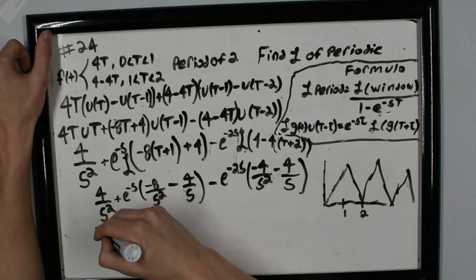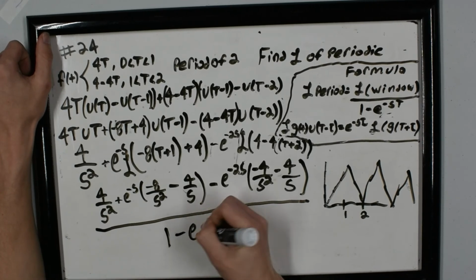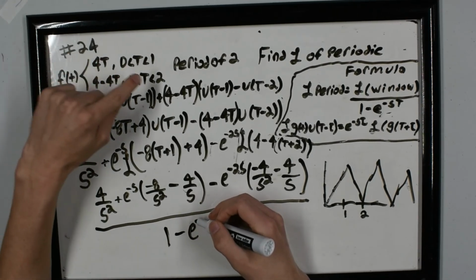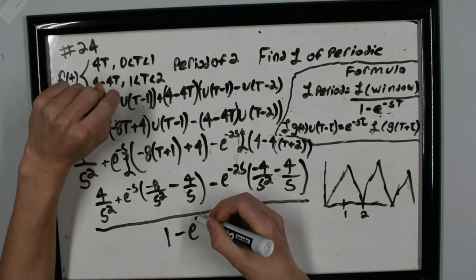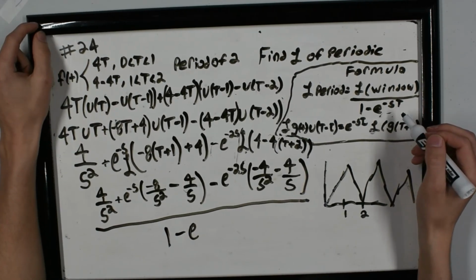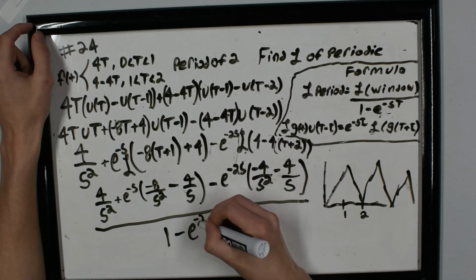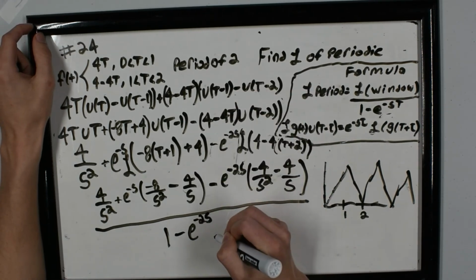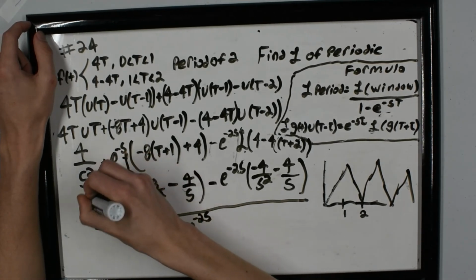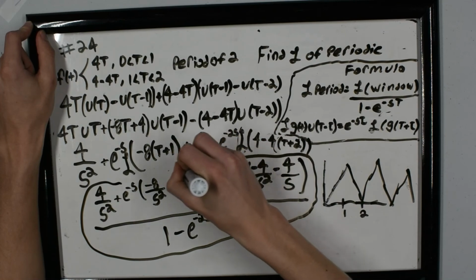So now the only thing left to do is divide it by 1 minus e to the negative sT. T represents the period in this formula. Once again, T represents the period. Well, we have a period of 2, so it will be e to the negative 2s. And that will represent the Laplace transform of this periodic function.